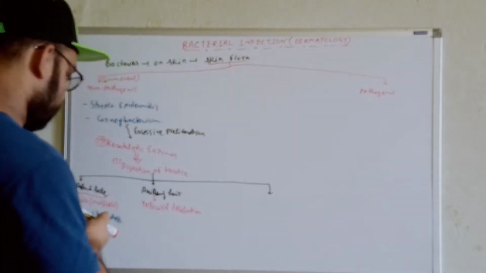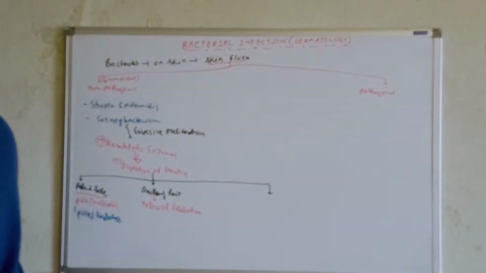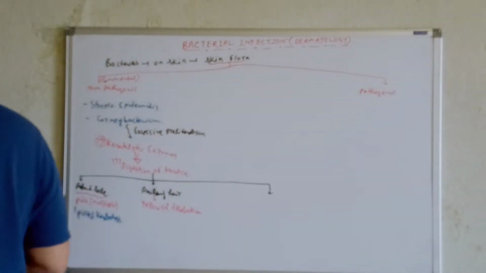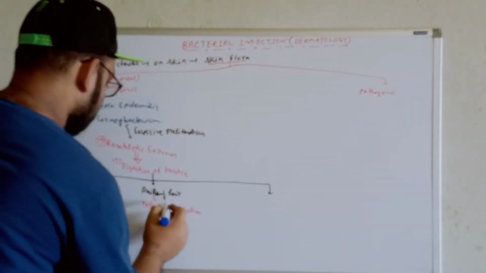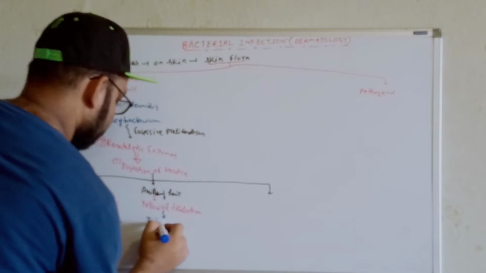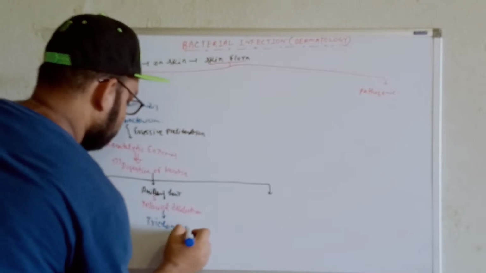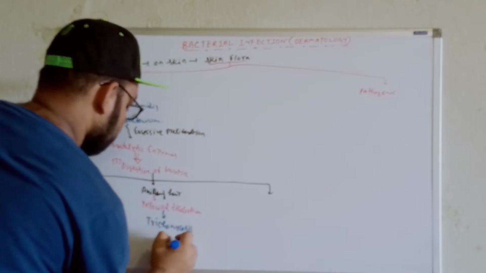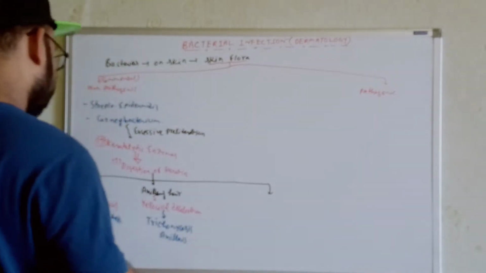Now let's use a different color for it. Let's use the blue one over here. In these cases, this is known as trichomycosis axillaris. This type of thing we can see in the axillary hair.